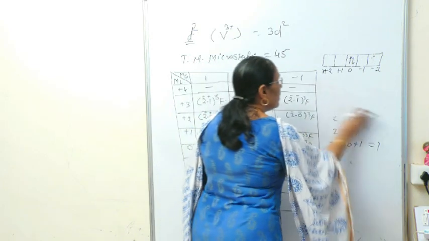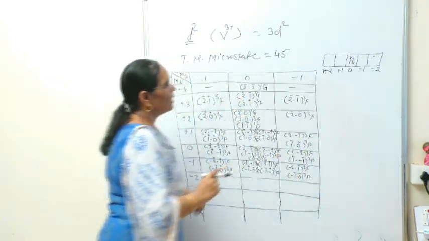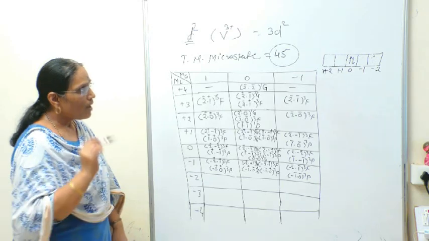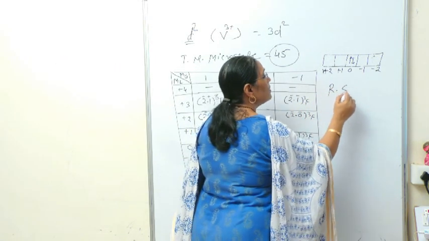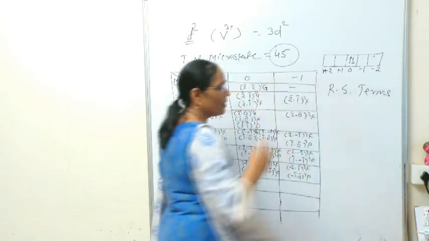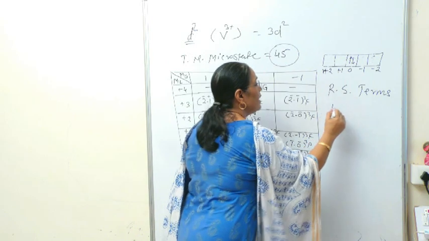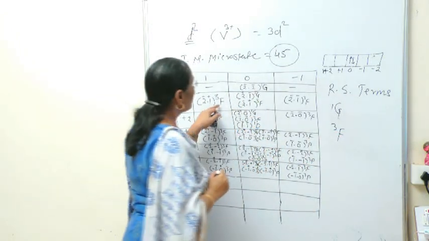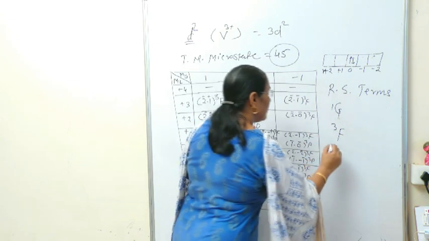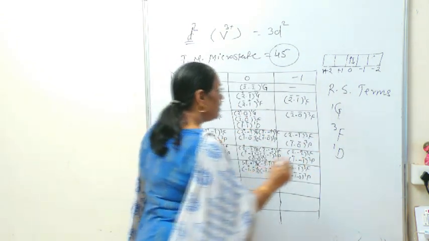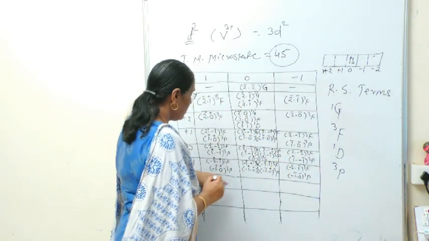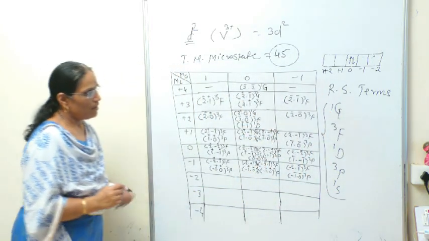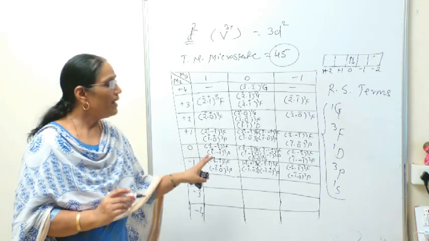So in this way, for the d2 configuration, we are getting 45 microstates, and the total RS terms, which are Russell-Saunders terms, obtained for the d2 configuration are singlet G, then triplet F, then singlet D, then triplet P and singlet S. So in this way, 5 RS terms are obtained from this microstate table for the d2 configuration.